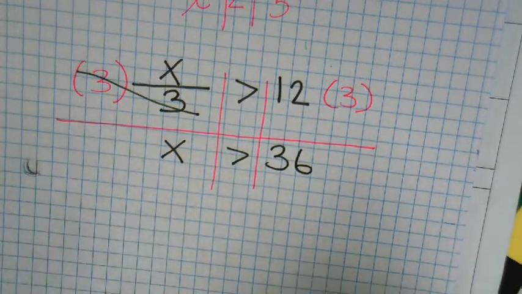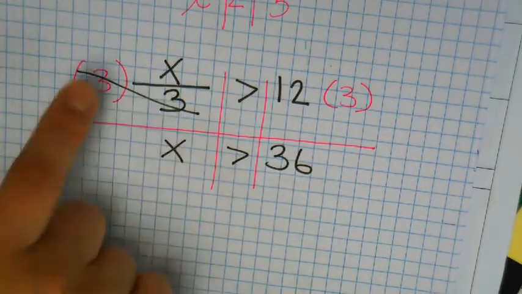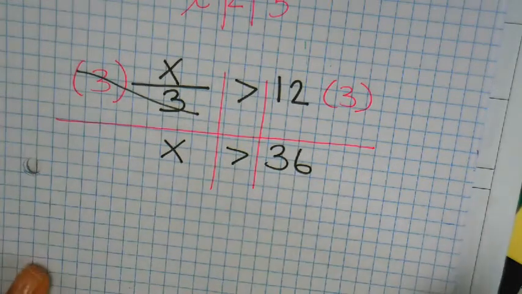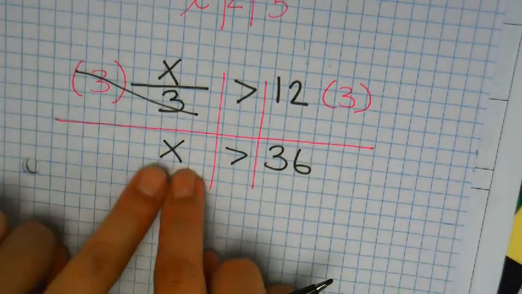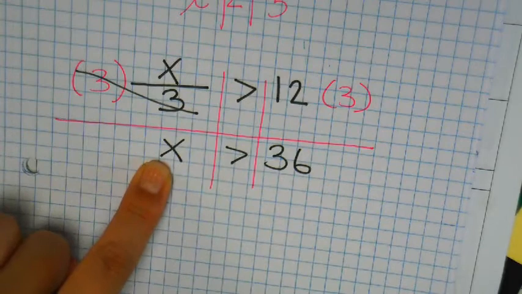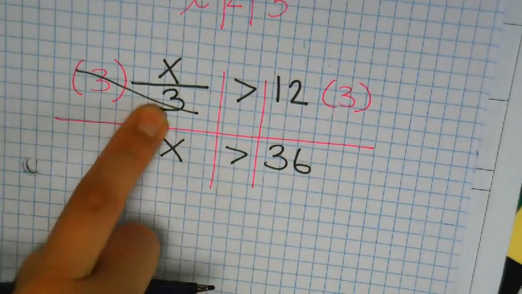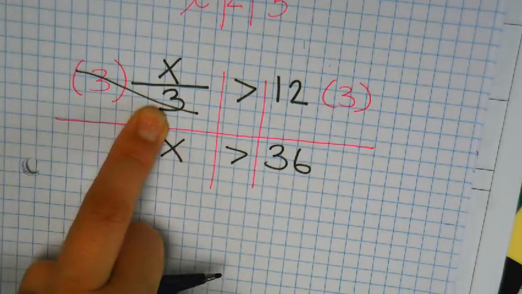We want to get rid of this 3, right? So if I multiply by 3, I get rid of the 3. It's the opposite. So you're just left with x. You're not left with 9. We want to eliminate it. We want to get rid of it. You don't want to create a bigger problem, right? We want to eliminate it.